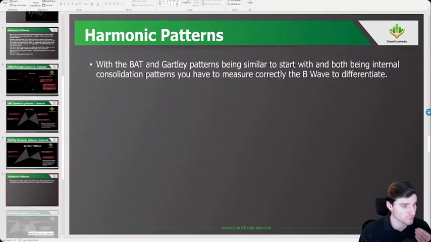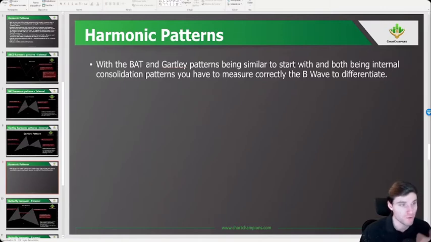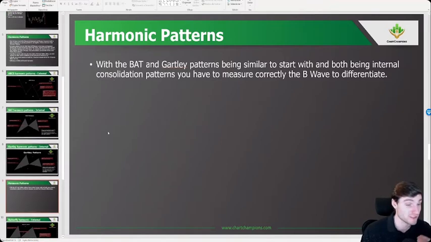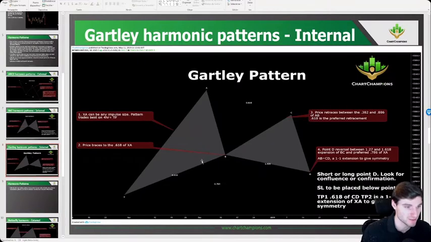Okay, and I've just got a few notes here. With the bat and Gartley patterns being similar to start with, and both being internal consolidation patterns, you have to measure correctly the B wave to differentiate, as mentioned before. I got a bit ahead of myself, but obviously these two patterns look very similar, don't they? They're very similar looking patterns.